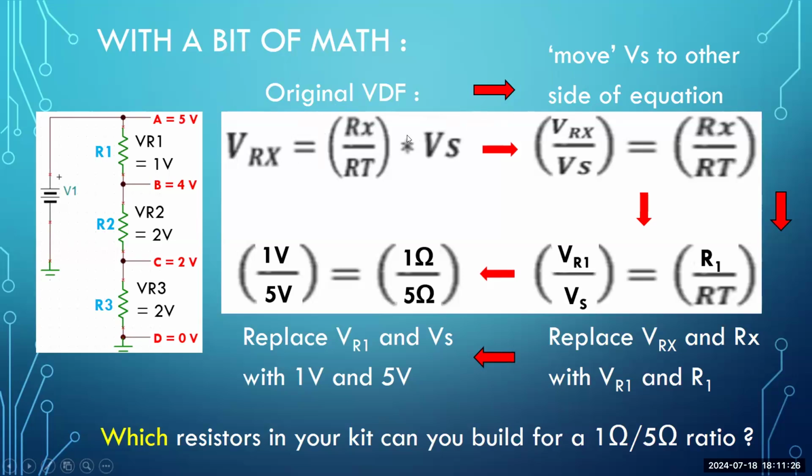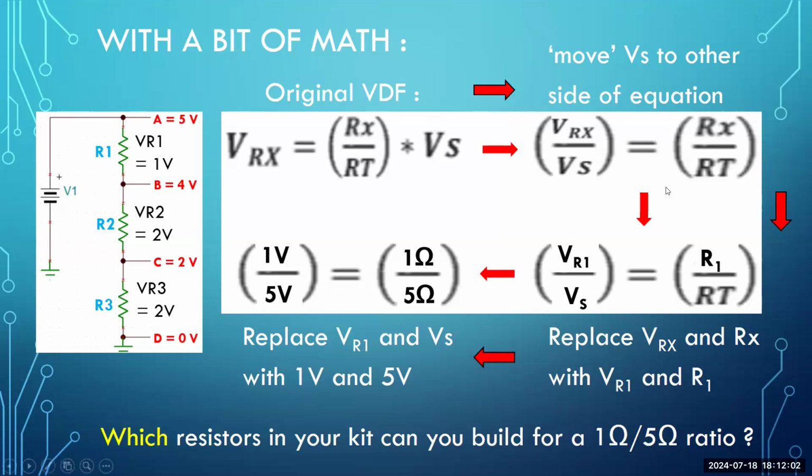So on this side of the equation, VS is being multiplied. When I move VS to the other side, what is the opposite of multiply? It's going to be divide. So when I move VS to the left side of the equation, VS is going to be divided into VRX. So I now have two fractions, VRX over VS, the voltage source. So the voltage over the unknown resistor over the voltage source is equal to the original fraction that we had of RX over RT.